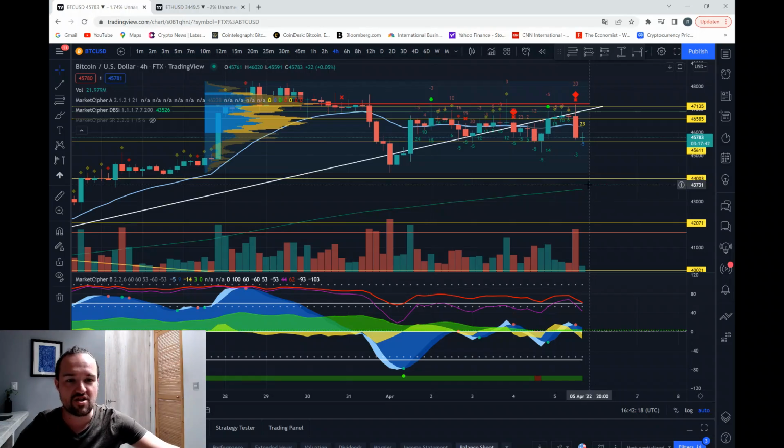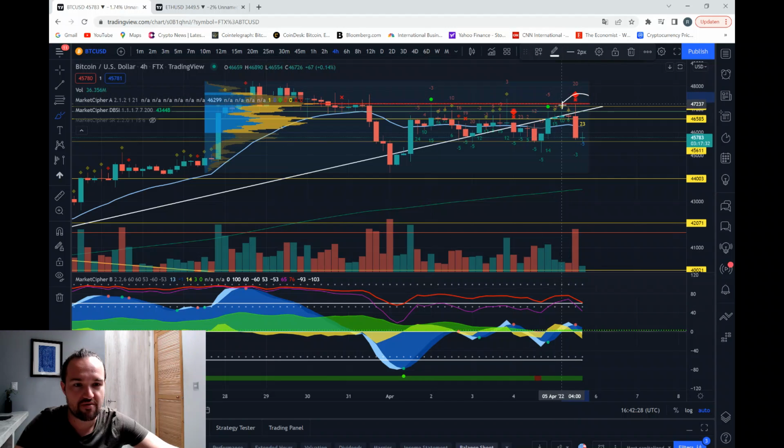Okay, now let's dive into the charts because interesting stuff is going on. We're starting off, of course, with the BTC USD pair here on the 4 hourly. The most important thing that we are seeing right now is that we have a high volume node and we bounced exactly off it.